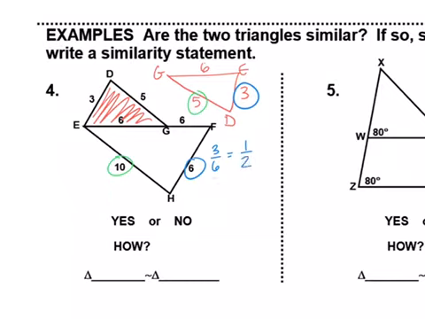I have a side of 5 to 10, which reduces to 1/2. And then be careful here, I have a side of 6 and a side of 6 plus 6, which would be 12. So let me show you that again, just in case you missed it.